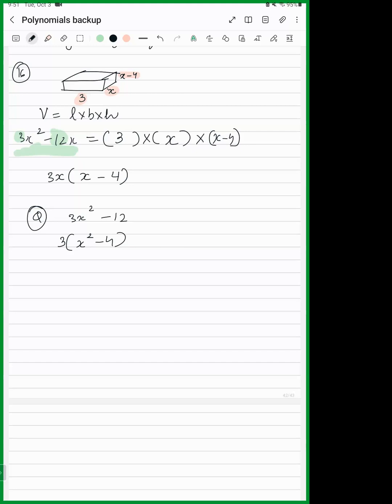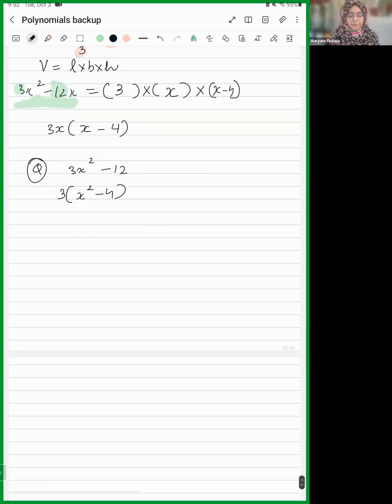Prishita, are you trying to speak? I'm not able to hear you. No, ma'am, I'm just wondering how do I factorize two terms? No, forget about the 3. Think only about the x square minus 4. But how will I factorize x square minus 4? Do you remember any identities? Can this be written as x square minus 2 square?